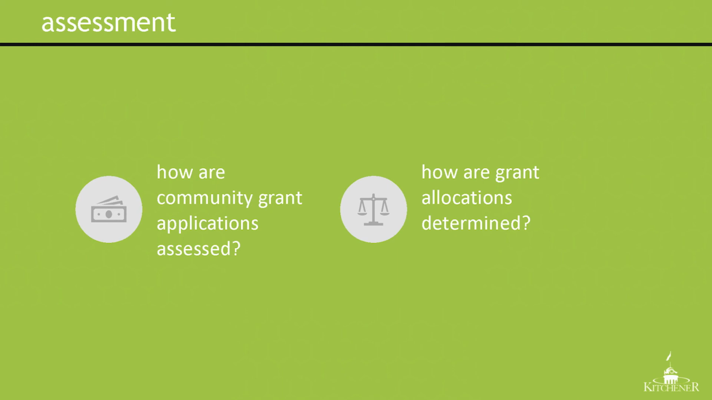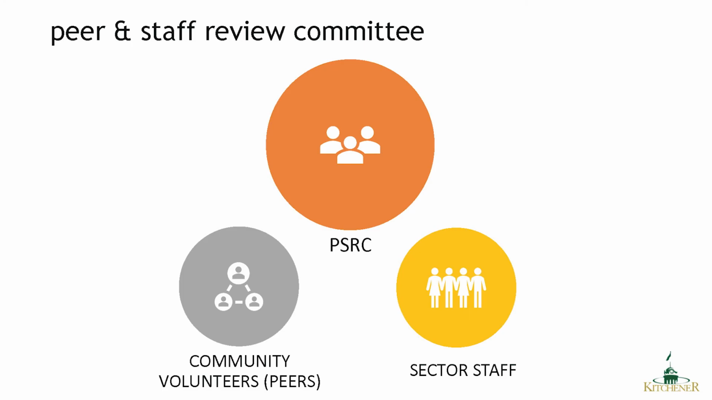The Peer and Staff Review Committee reviews all applications against the eligibility criteria. The committee consists of 3 community volunteers, those are your peers, and 5 staff members. The staff members are from the following sectors: arts and creative industries, community support and development, special events, and sport. The grant administrator also participates on the committee.